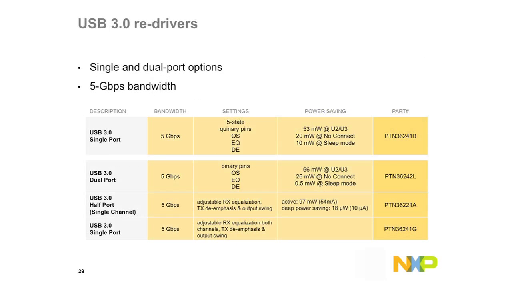And finally, a real quick look at the USB 3 redriver portfolio. So again, we have what we call a half port or a single channel, which means if you just want to optimize your TX or RX path, you can do that. Or if you just want to optimize your full port, which means TX and RX both, then we have a solution for that. Or if you want to optimize 2 ports, we have a dual port solution, which means 2 lanes of TX and RX. You can redrive 2 physical USB 3 ports.